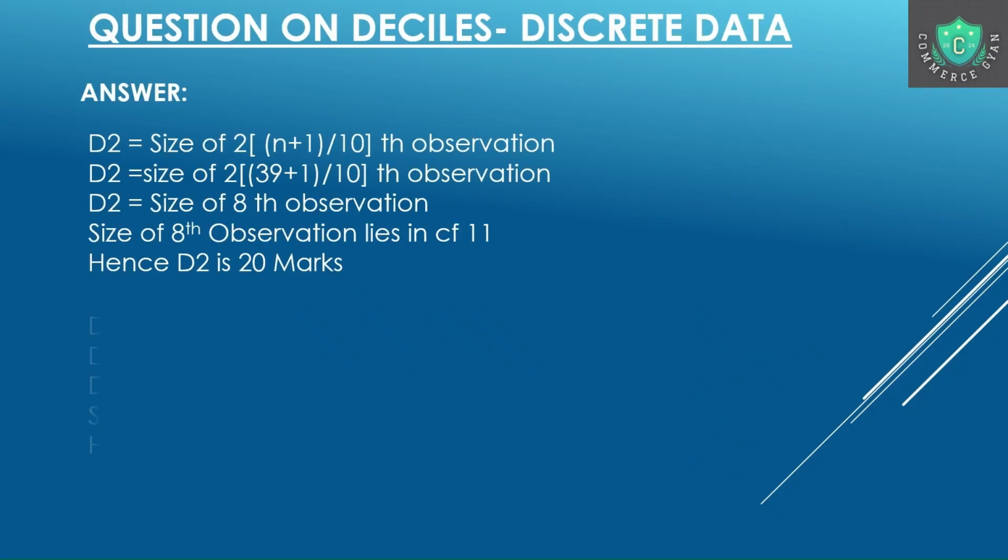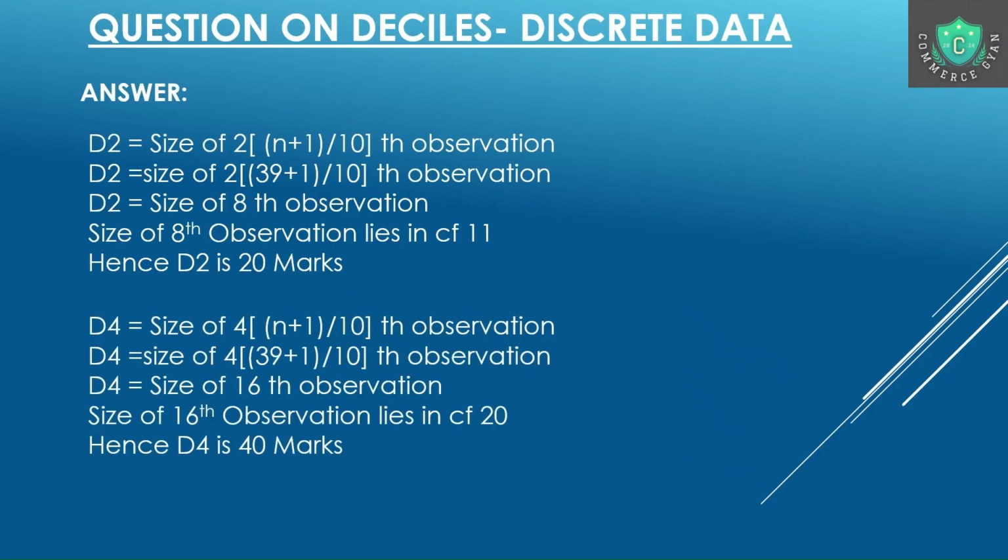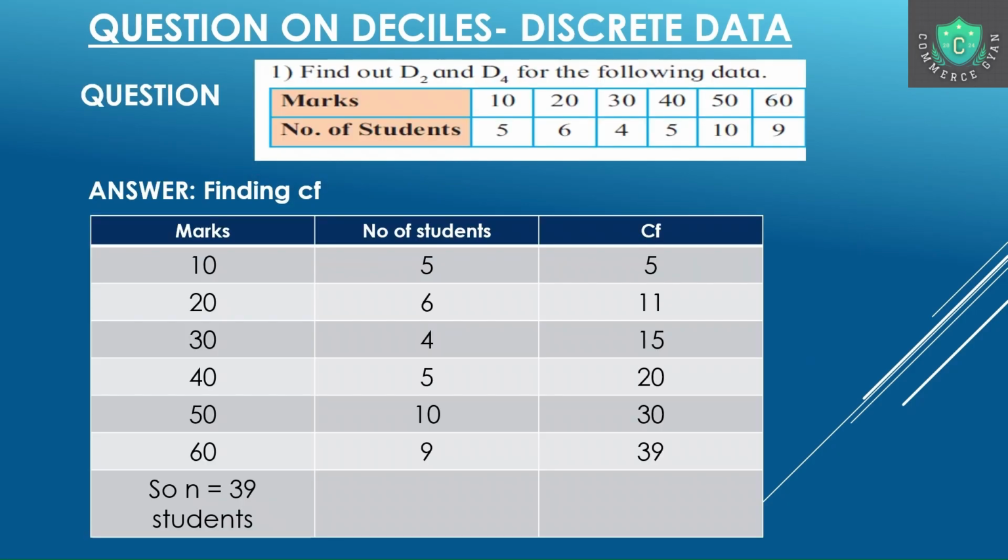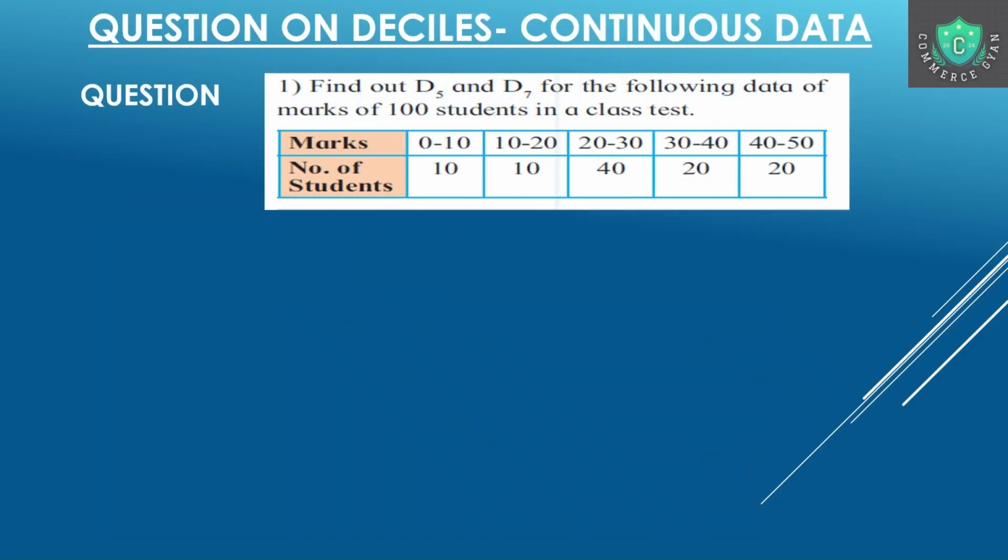Now coming to D4, same way we compute 4 into brackets n plus 1 upon 10. D4 size of 4 into brackets 39, that is number of observations is 39 plus 1. So size of the 16th observation. Now 16th observation lies in cumulative frequency what? 20. Correct? After 15, what is it? It's just 20. So it lies in 20 cumulative frequency. So if you look at the marks, what are they? 40. So decile 4 is 40 marks. Fine. Now talking about continuous data.